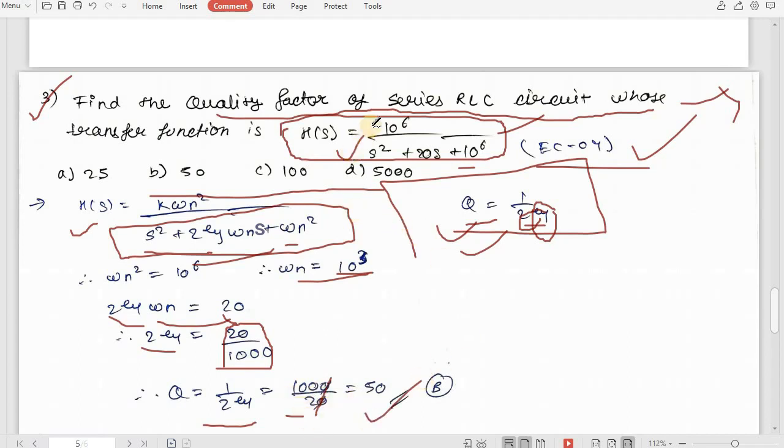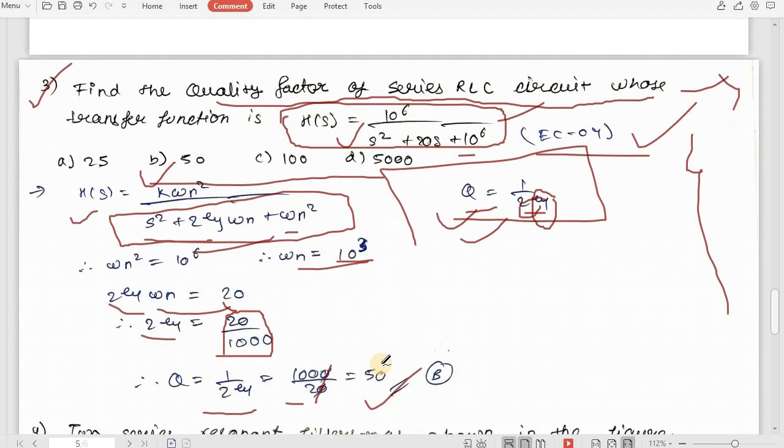Okay, so the correct answer for this question is 50. From this you can clearly see how easily you can solve this type of question if you follow these steps. These are very handy methods. You should use this method only if you get this type of question. Okay, so let's see this sum.